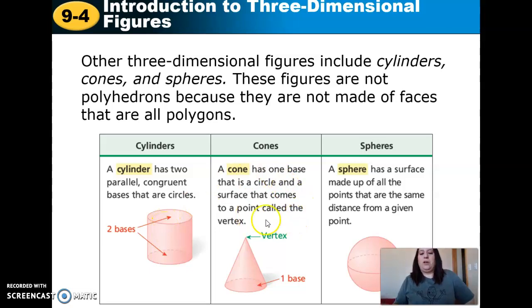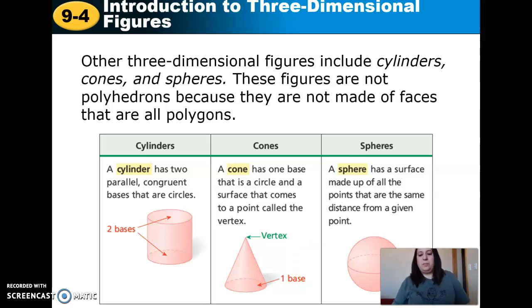A cone, think of an ice cream cone. A cone has 1 base, which is a circle. So if you're looking at an ice cream cone, the base is like inverted up, right? The base is a circle, and then the rest of the surface comes to a point, and that's what makes it look like a cone.